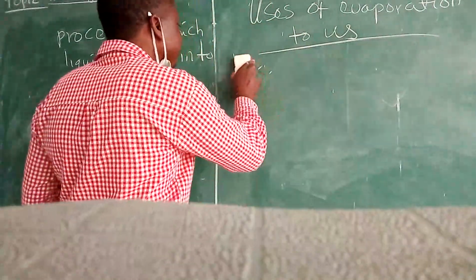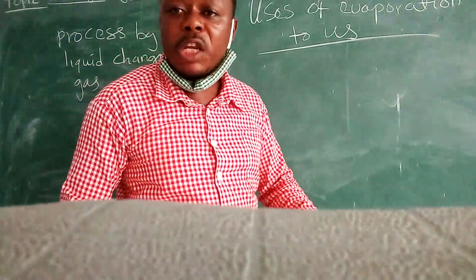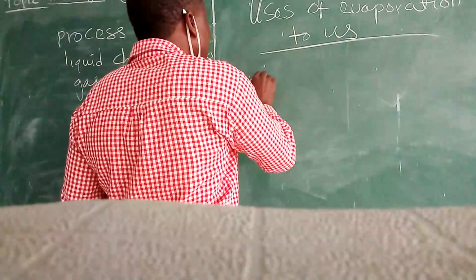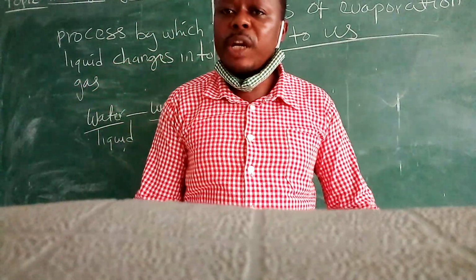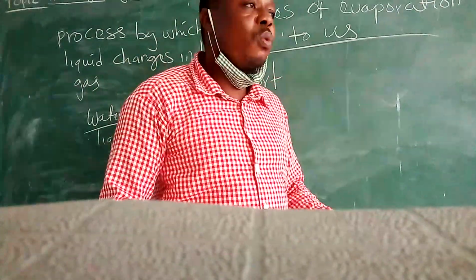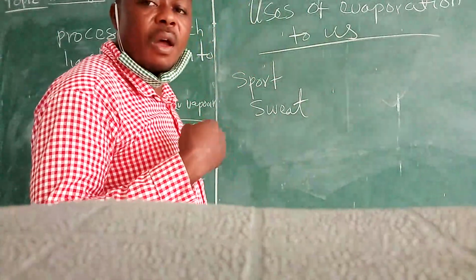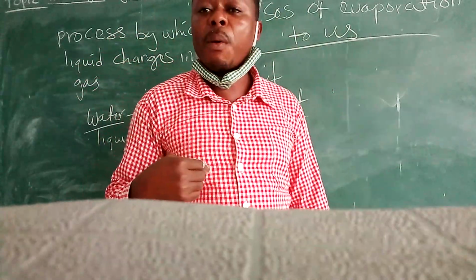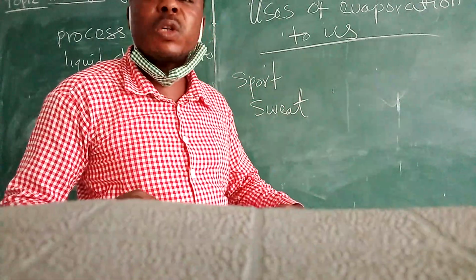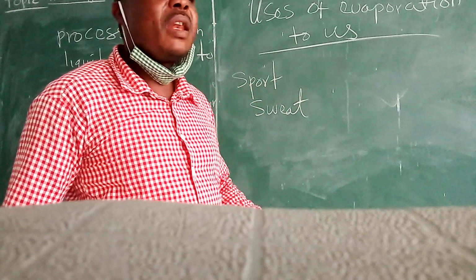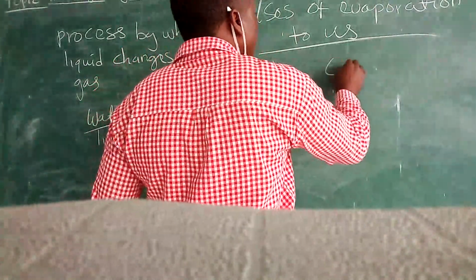Okay, another one. Evaporation helps to cool our body during sports. How does this happen? During sport, we notice that we sweat, and when we sweat, we find water on our body. Evaporation will help to evaporate this water that is on our body. When the water on our body evaporates, it cools down our body temperature.